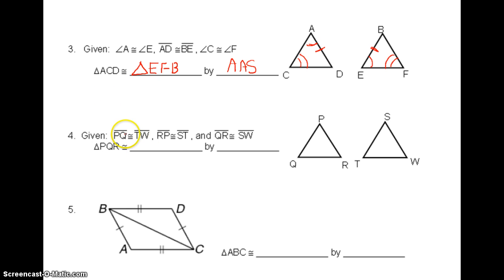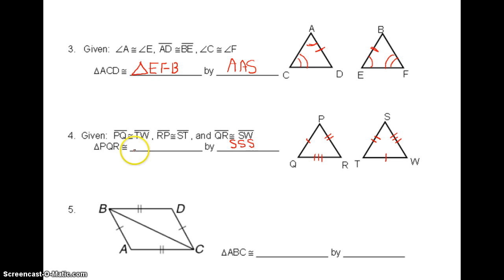Number 4. Okay. I think I know what this is going to be, but let's go ahead and mark it. PQ is congruent to TW. PQ, TW. RP is congruent to ST. RP is this one over here, so I'm going to put 2 on that. And ST is right here, 2 on that. And QR, 1, 2, 3. SW, 1, 2, 3. So I've got 1, 2, 3, 1, 2, 3. Sides are all it's marked.